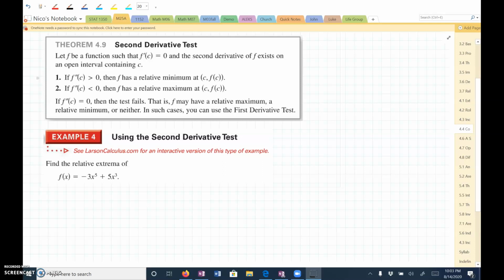If the second derivative of f of c equals 0, then the second derivative test fails. That is, f has a relative maximum, relative minimum, or neither. In such a case, you have to use the first derivative test. So first of all, let's look at this guy.